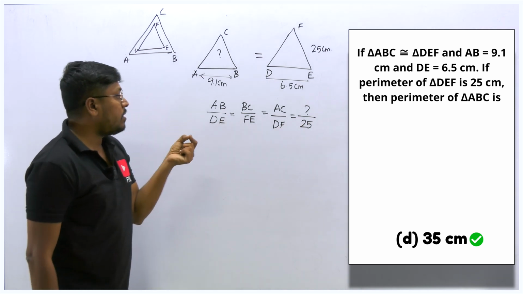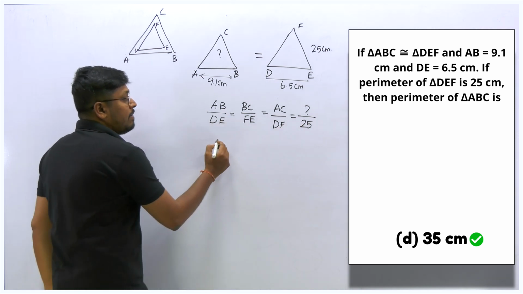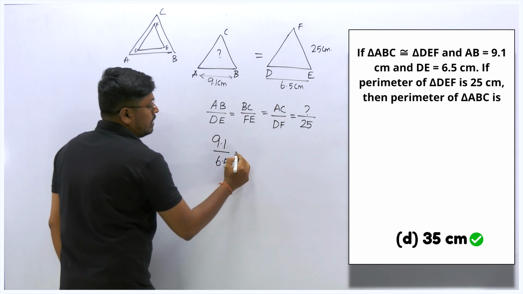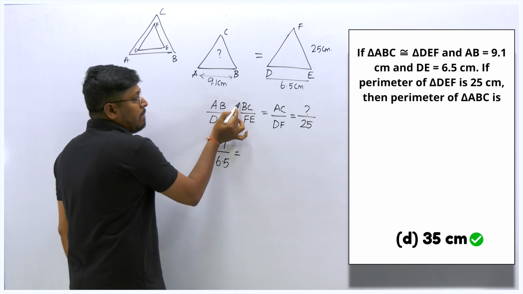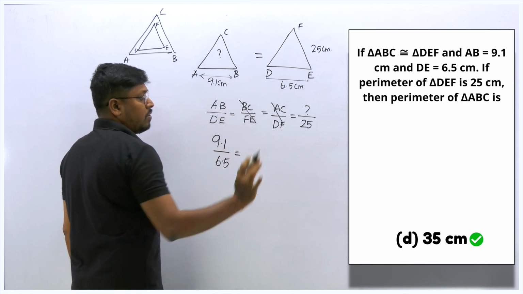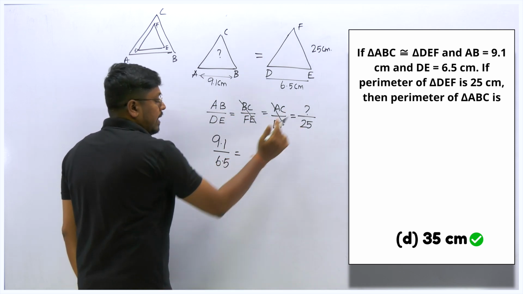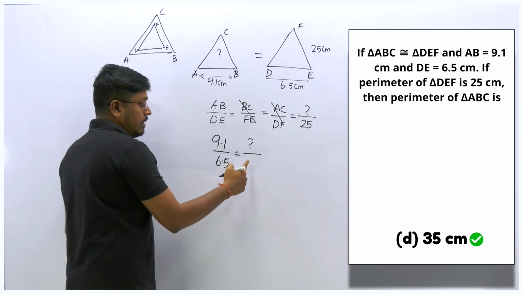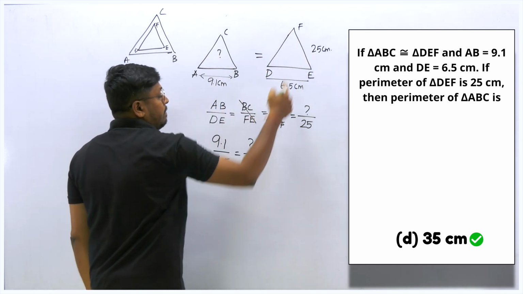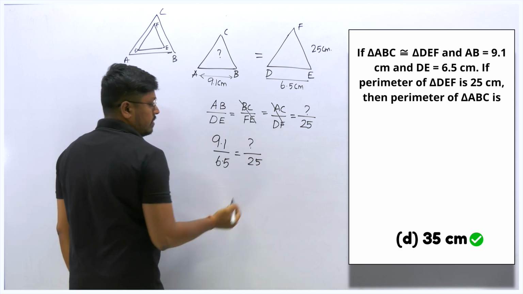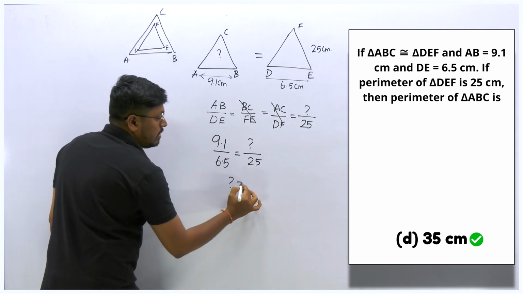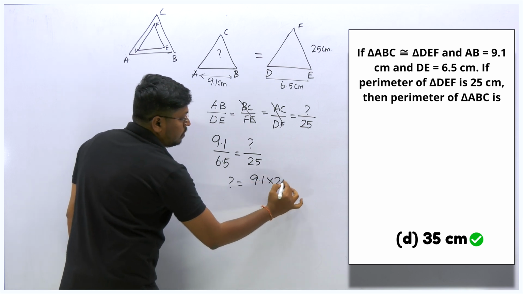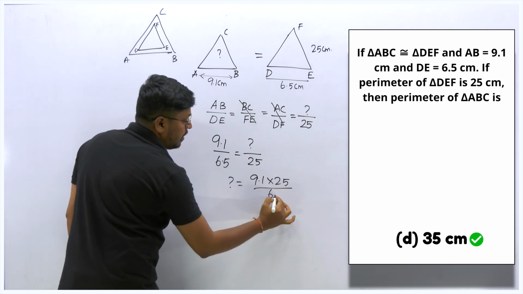So now according to the question, they have given the AB value, which is 9.1, and the DE value, 6.5. All these others are parallel but their values are not given, so you don't need to consider them. Directly you can say the first triangle ABC's perimeter, which we need to find, divided by the second triangle's perimeter, which is 25. So question mark is equal to 9.1 into 25 divided by 6.5.